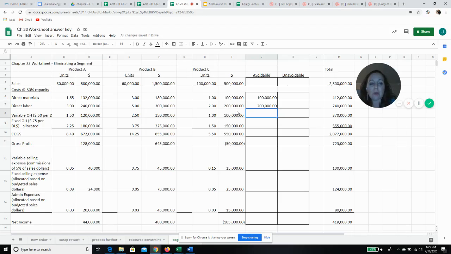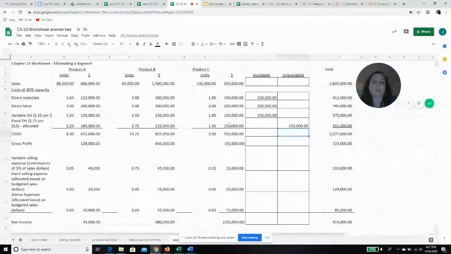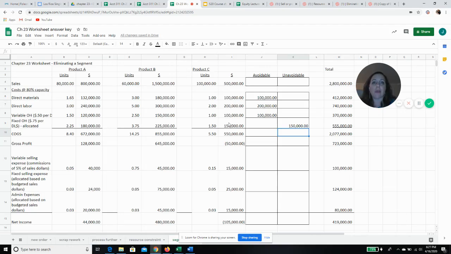All right, variable overhead. We would not have to incur the variable overhead because that's based on the number of products we make, and we wouldn't be making the products. Our fixed overhead, however, is an allocated cost, and it is unavoidable because it may be our rent, or it may be depreciation on machinery that we own, or it could be the plant manager's salary. But for whatever reason, those are costs that we actually would still incur.